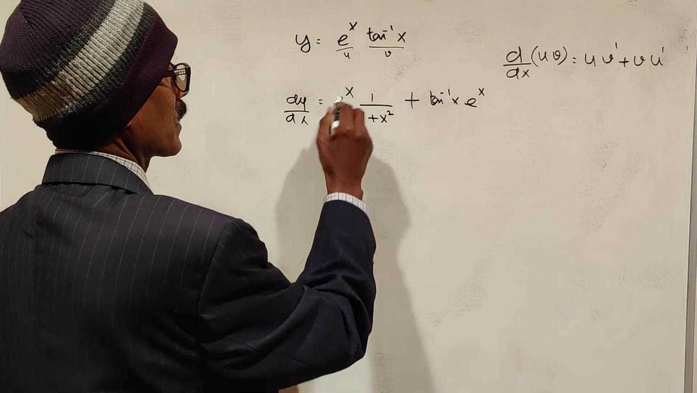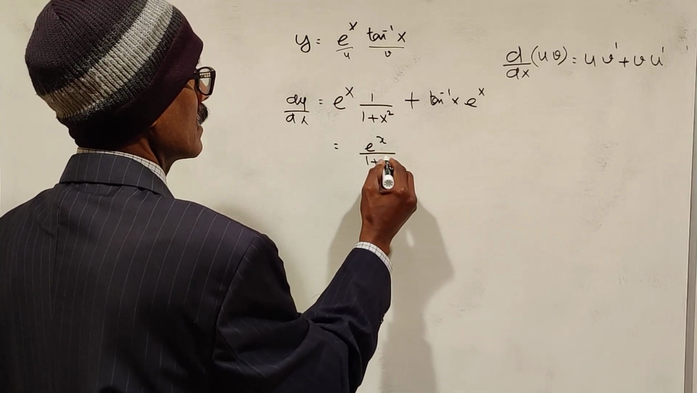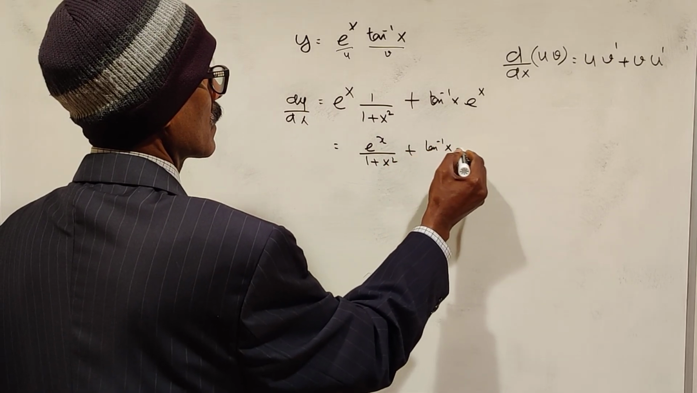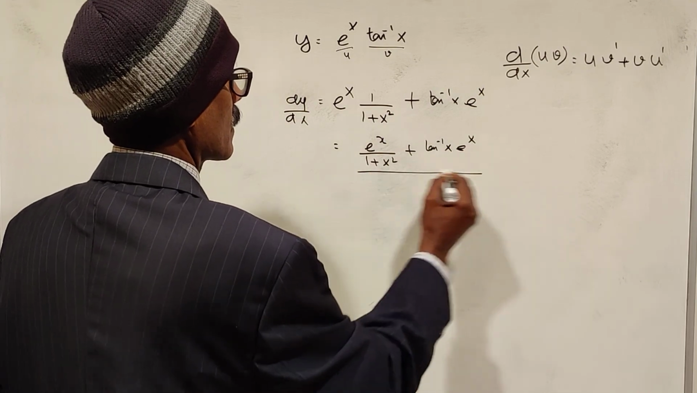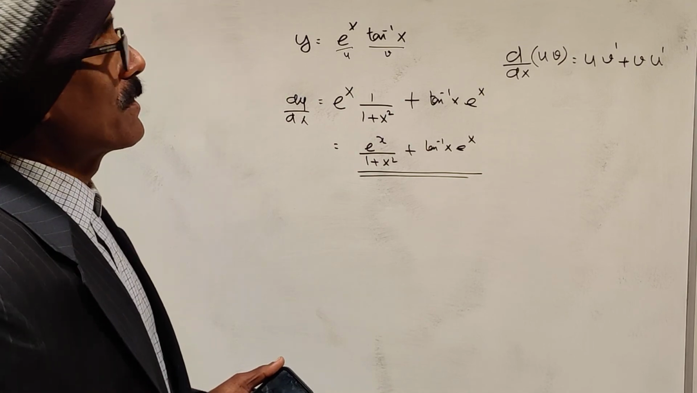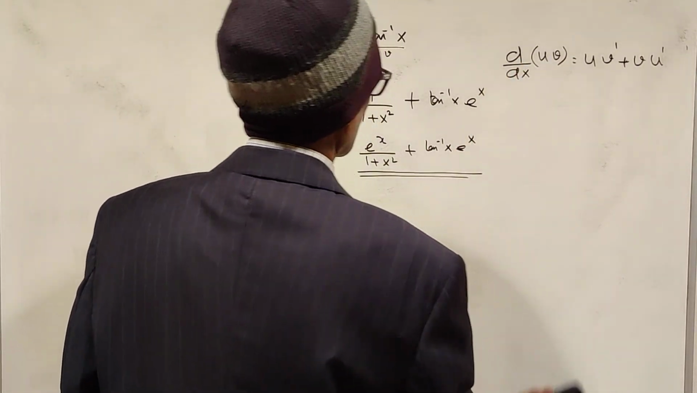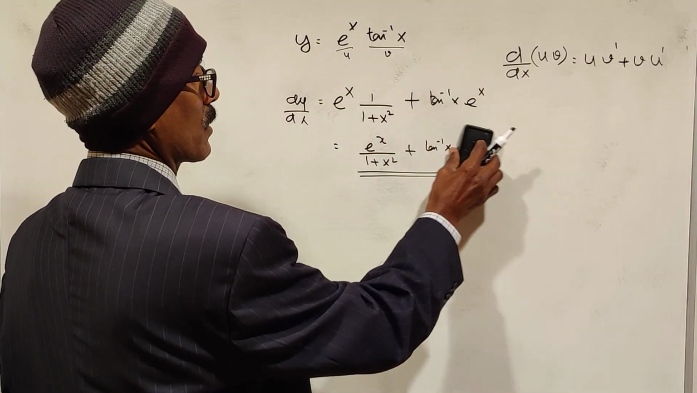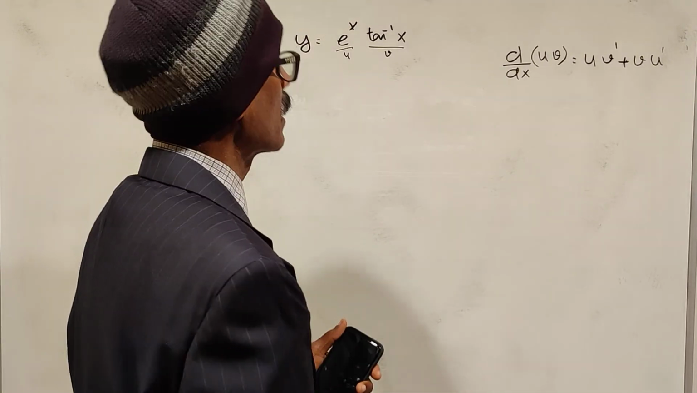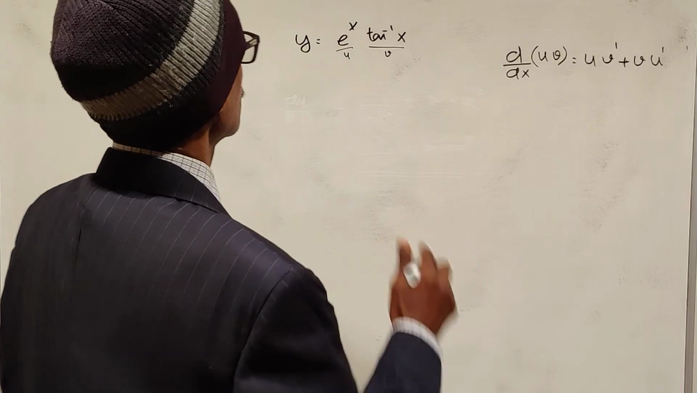Okay, here you can simplify: e raised to x by 1 plus x square plus tan inverse x e raised to x. That's fine. In this problem we didn't use the chain rule. I just introduced the inverse trigonometry function, the differentiation of inverse trigonometry function. That is tan inverse x, the derivative of tan inverse x is 1 by 1 plus x square.